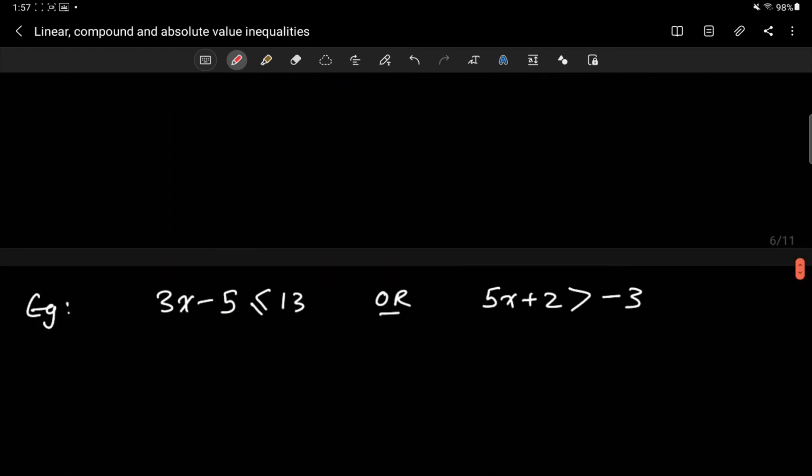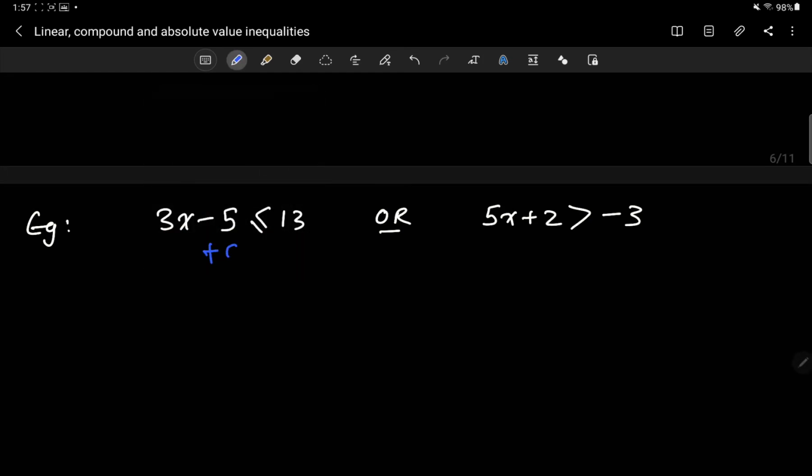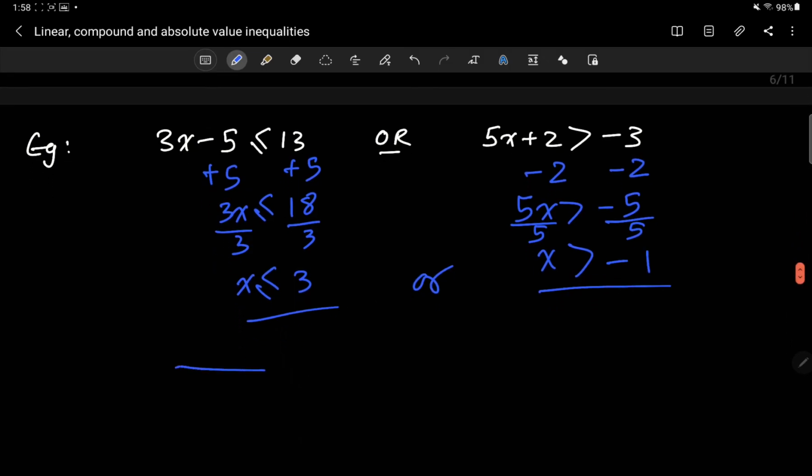Okay. Now let's look at an OR example. In the OR example, I add 5, I get 3x is less than or equal to 18, I divide by 3, x is less than or equal to 3. I subtract 2, 5x is greater than -5, divide by 5, and x is greater than -1. But this is an OR situation. So it's saying either it's more than -1 or it's less than 3.